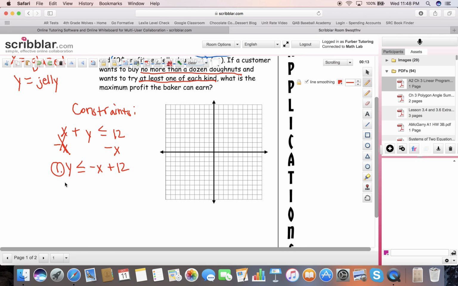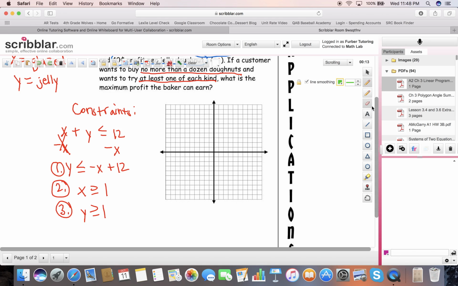All right, so number 2, the rest of these constraints come from this phrase: the fact that the customer usually buys at least one of each kind. So that means that the number of glazed donuts is going to be greater than or equal to 1, and the number of jelly donuts is going to be greater than or equal to 1. Okay? So these are the 3 things we're going to graph.